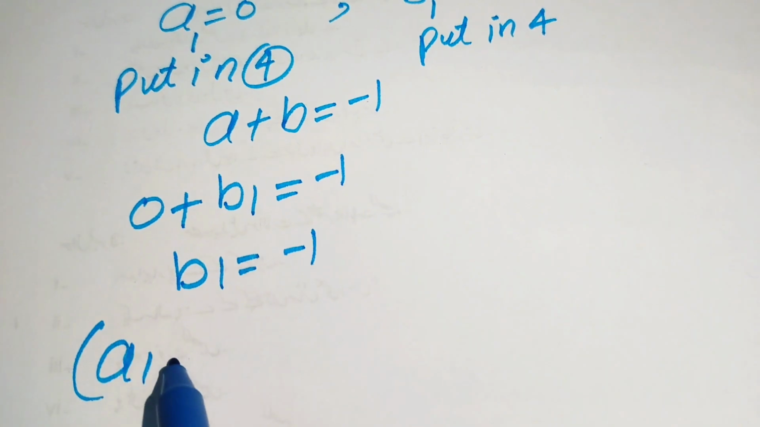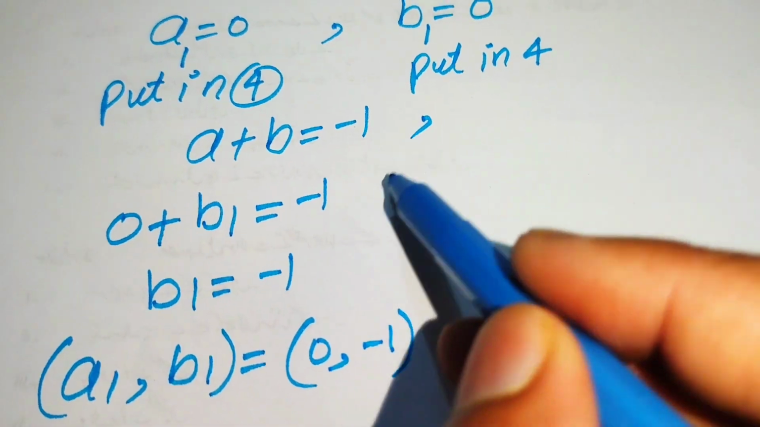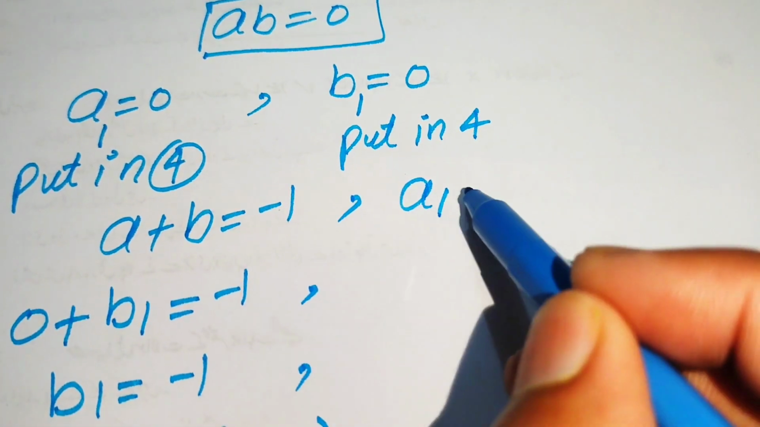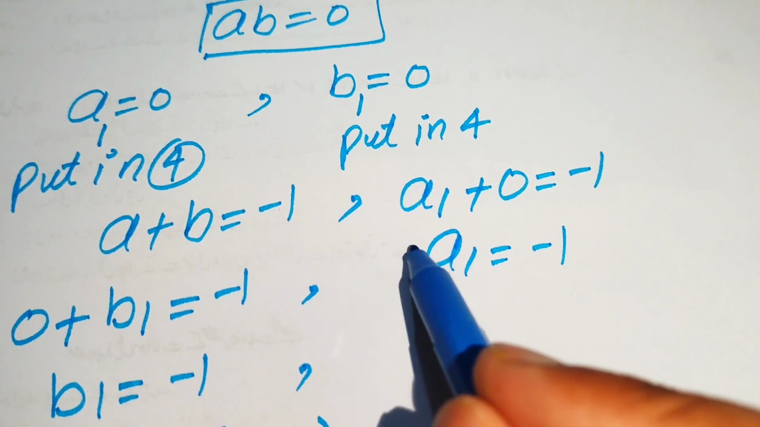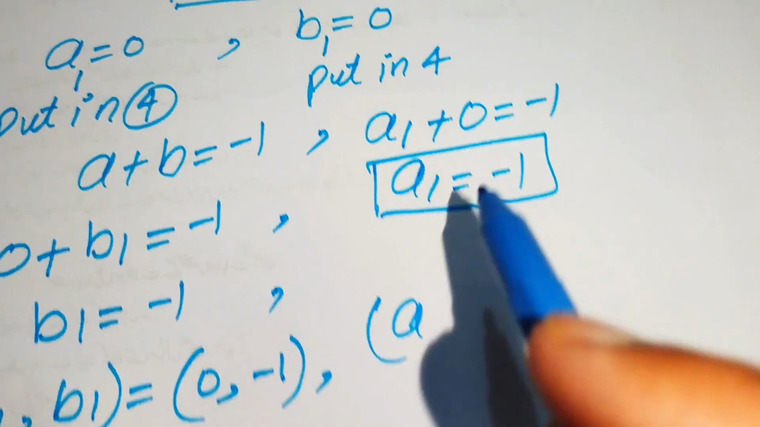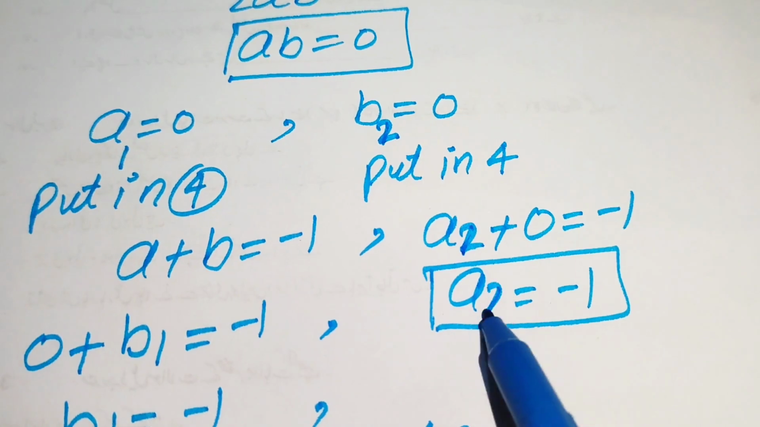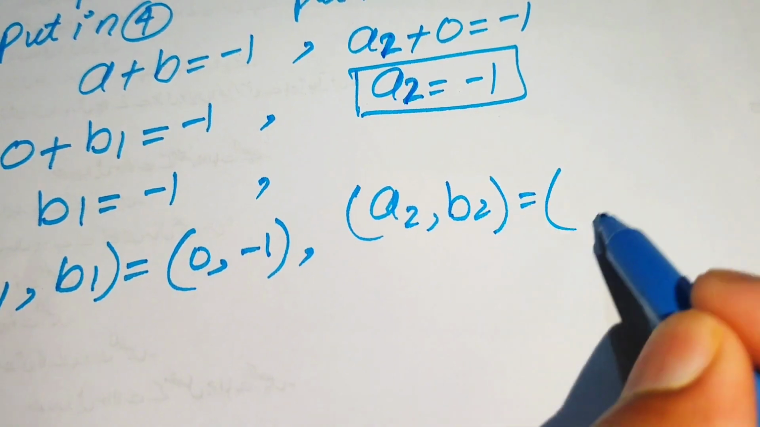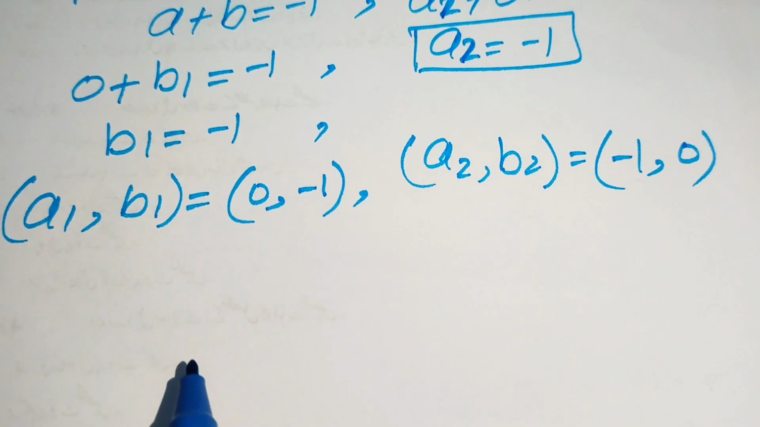So the first solution of this question is a1 and b1 equals to 0 and minus 1. And similarly, in this case we substitute b equals to 0 here, and we get a plus 0 equals to minus 1, and you easily get a equals to minus 1. So in this case we have the second solution of this question. Here we call this b2 and this a2 to distinguish this solution. So a2 is minus 1 and b2 is 0. So these are the two solutions of this question.